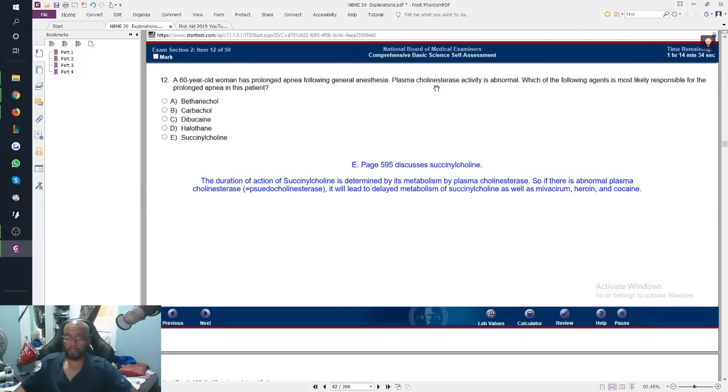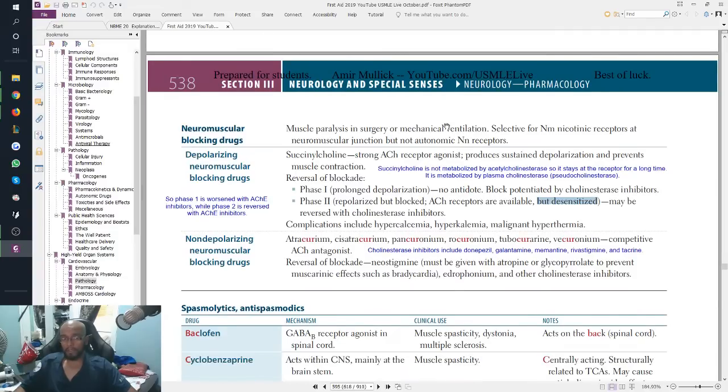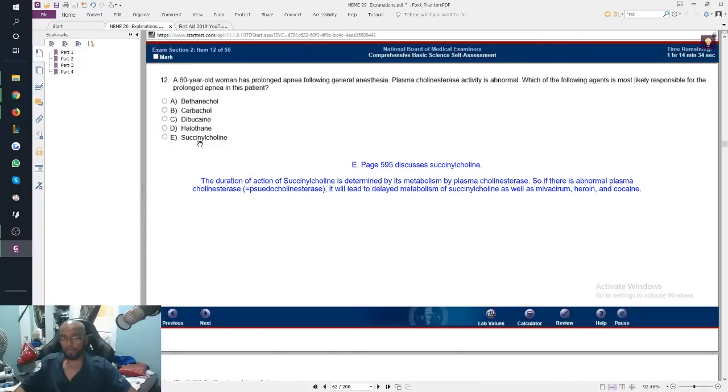But it was a very hard question in my opinion, because not many people tend to remember the plasma cholinesterase stuff. It's not really in First Aid. I wrote this here, but they don't really have it mentioned in First Aid, right? So succinylcholine is not metabolized by acetylcholinesterase. It is metabolized by plasma cholinesterase, which is pseudo or fake cholinesterase. Really important to remember that. Right, so succinylcholine is pretty special in that manner.